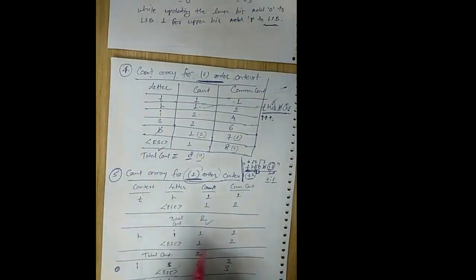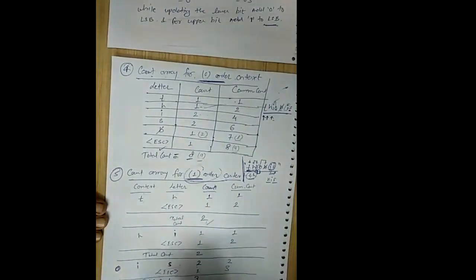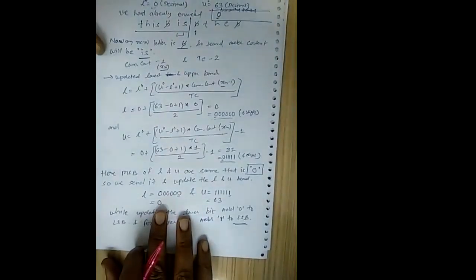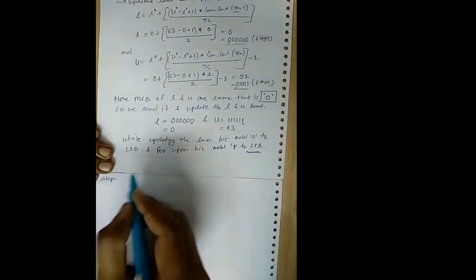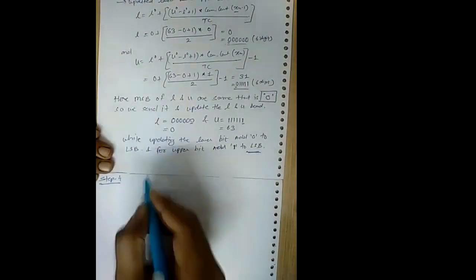So yes, you need to update all the tables in this fashion. Then after updating both the tables, you need to start with the next phase. Just illustrating that phase. I need to take the next symbol. So I can take a new step, that is step 4.